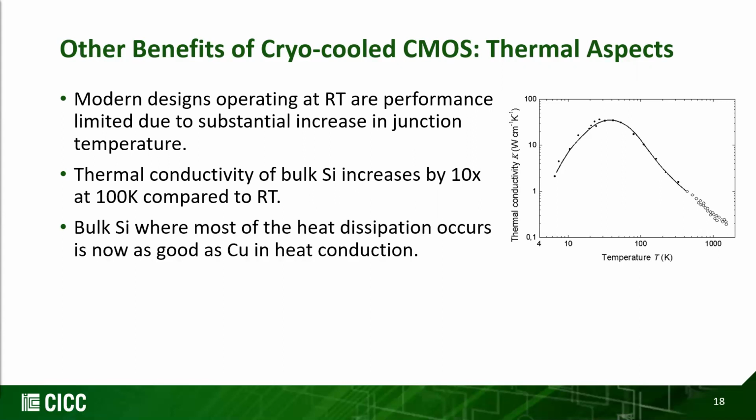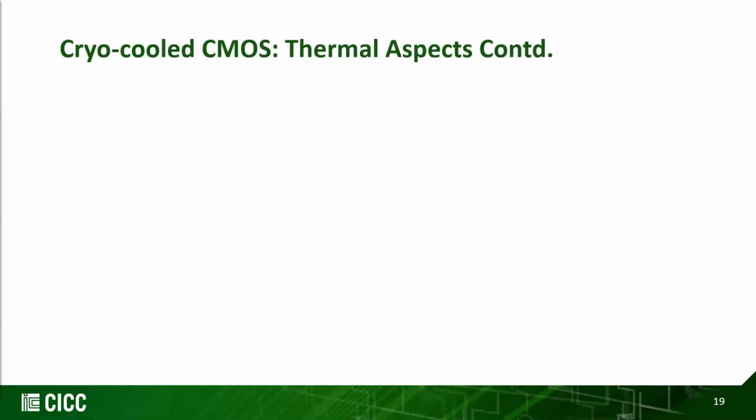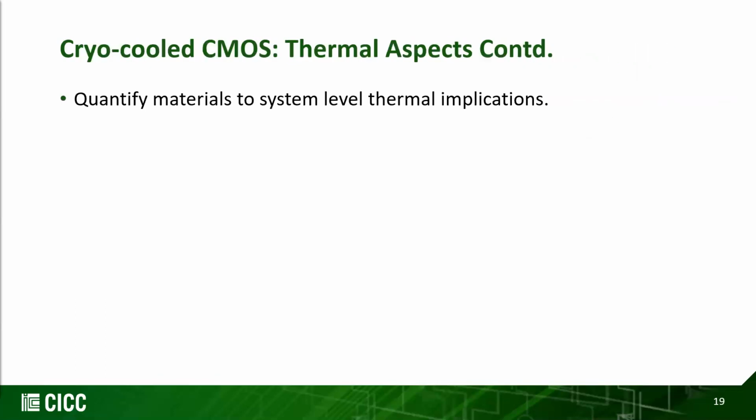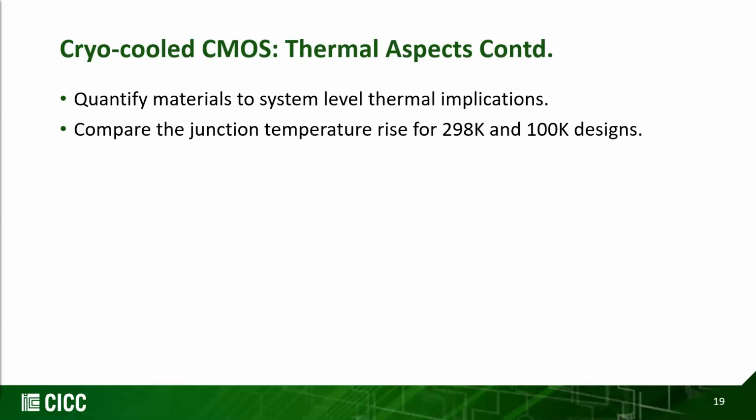Therefore, bulk silicon, where most of the heat dissipation occurs, which shows a rise in temperature, now acts as good as a copper conductor in heat conduction at 100 Kelvin, alleviating self-heating effects on the die. This means that the heat removal from the chips will be much easier at 100 Kelvin. This material level benefits need to be quantified at the system level for thermal implications.